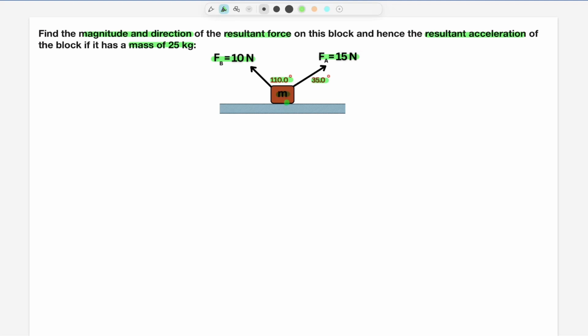Also, both forces are coplanar, meaning they are all acting through the same center of mass in their respective directions and also in the plane of the screen.